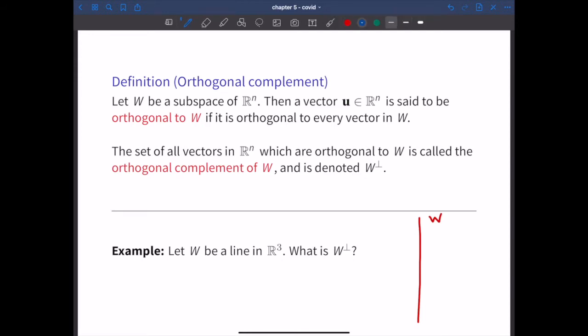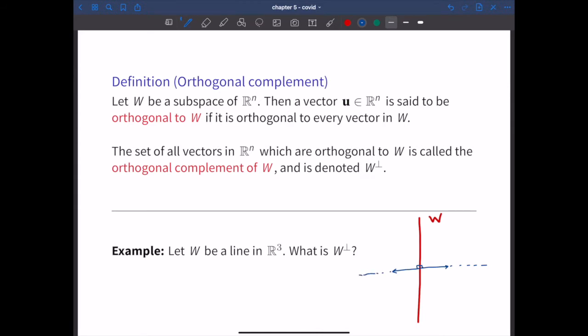Well, notice it'll be a little bit harder to draw because now we're in R3. But notice I could pick a vector like this that is orthogonal to W. I could also pick a vector that shoots out this other side that would be orthogonal to W. And really, any vector that sort of lives on this line is going to be orthogonal to W.